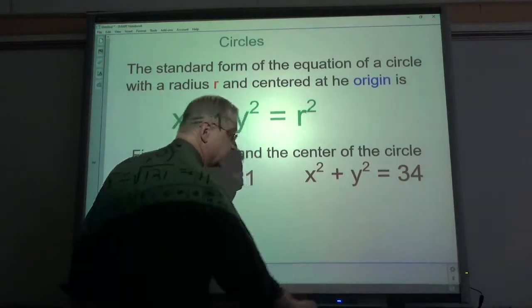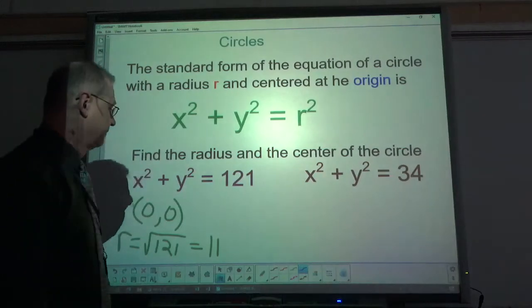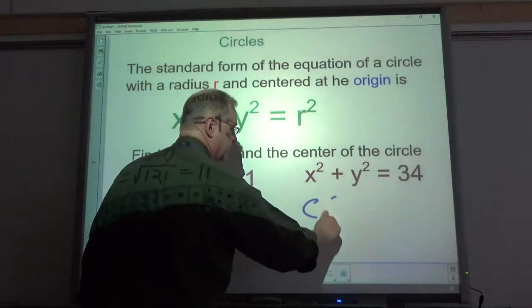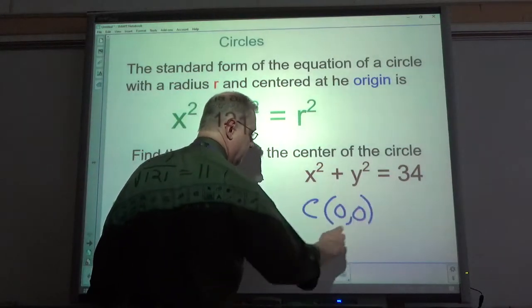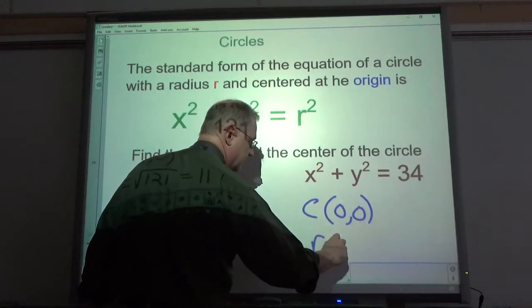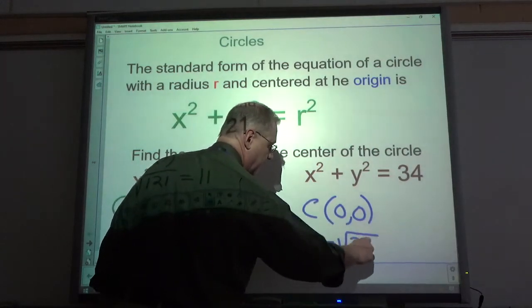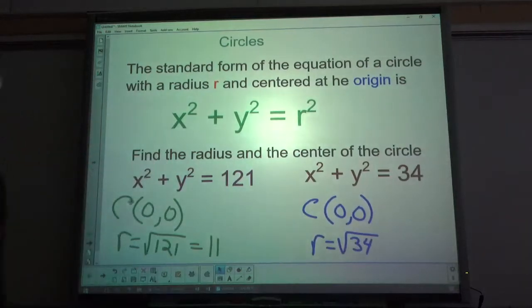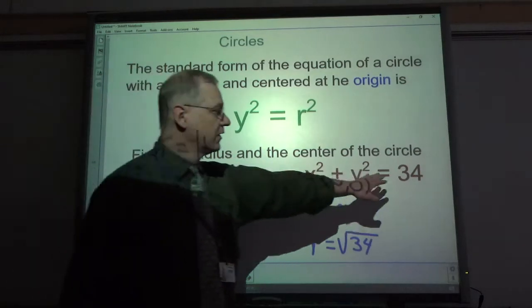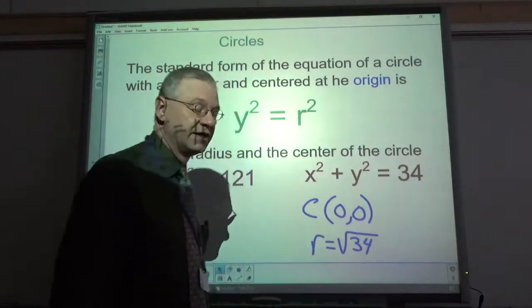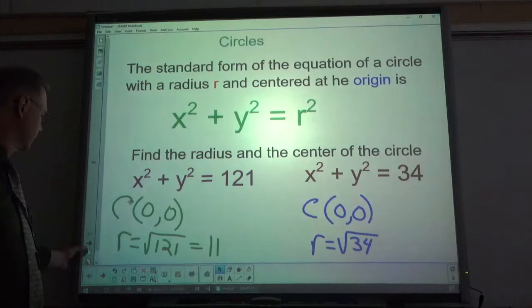Now, they don't always come out so nice and neat. The center of this one is still 0, 0, but the radius is going to be the square root of 34, and that doesn't simplify. 2 times 17. There's no simplification of that square root. So that would be your answer in that problem. So the square root of what it equals is your radius, and the center is 0, 0.